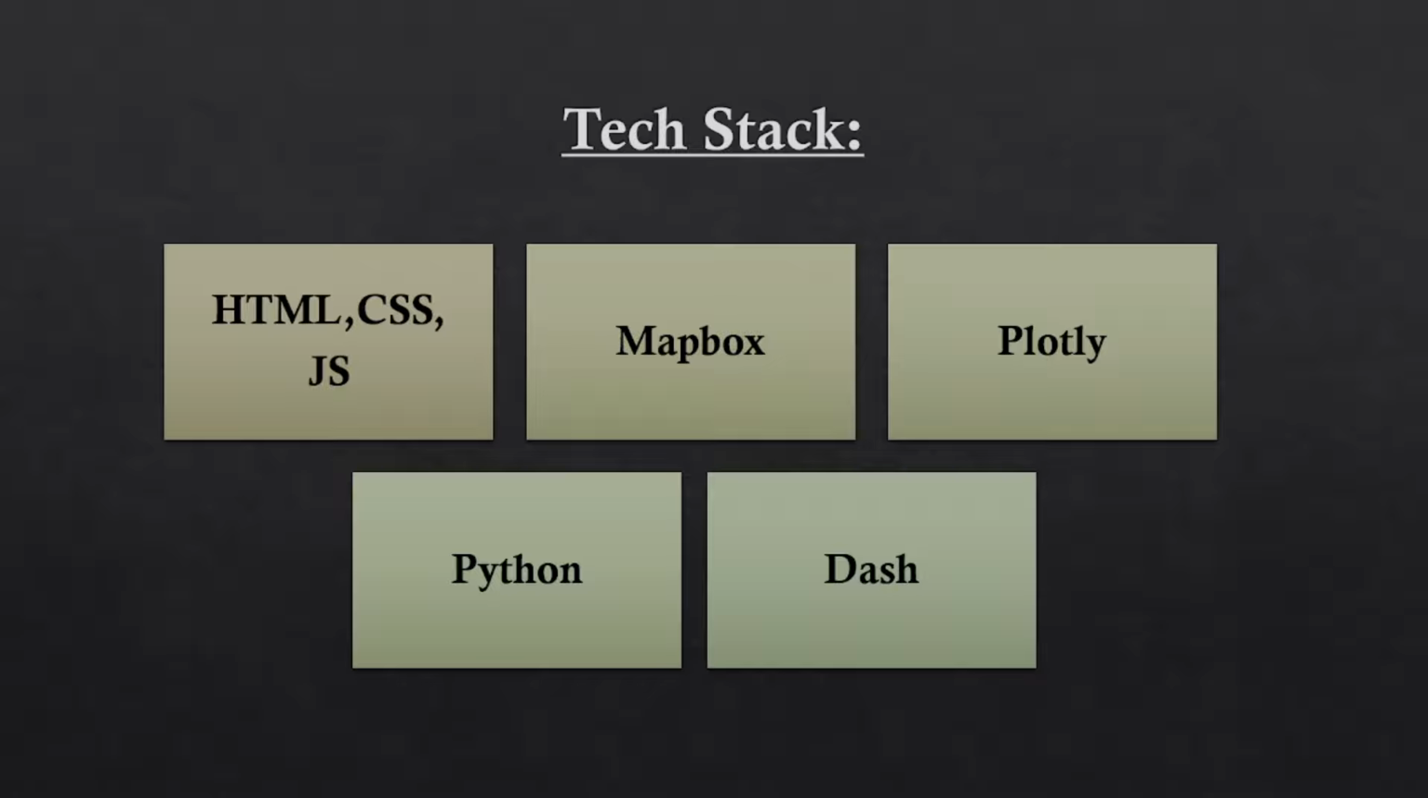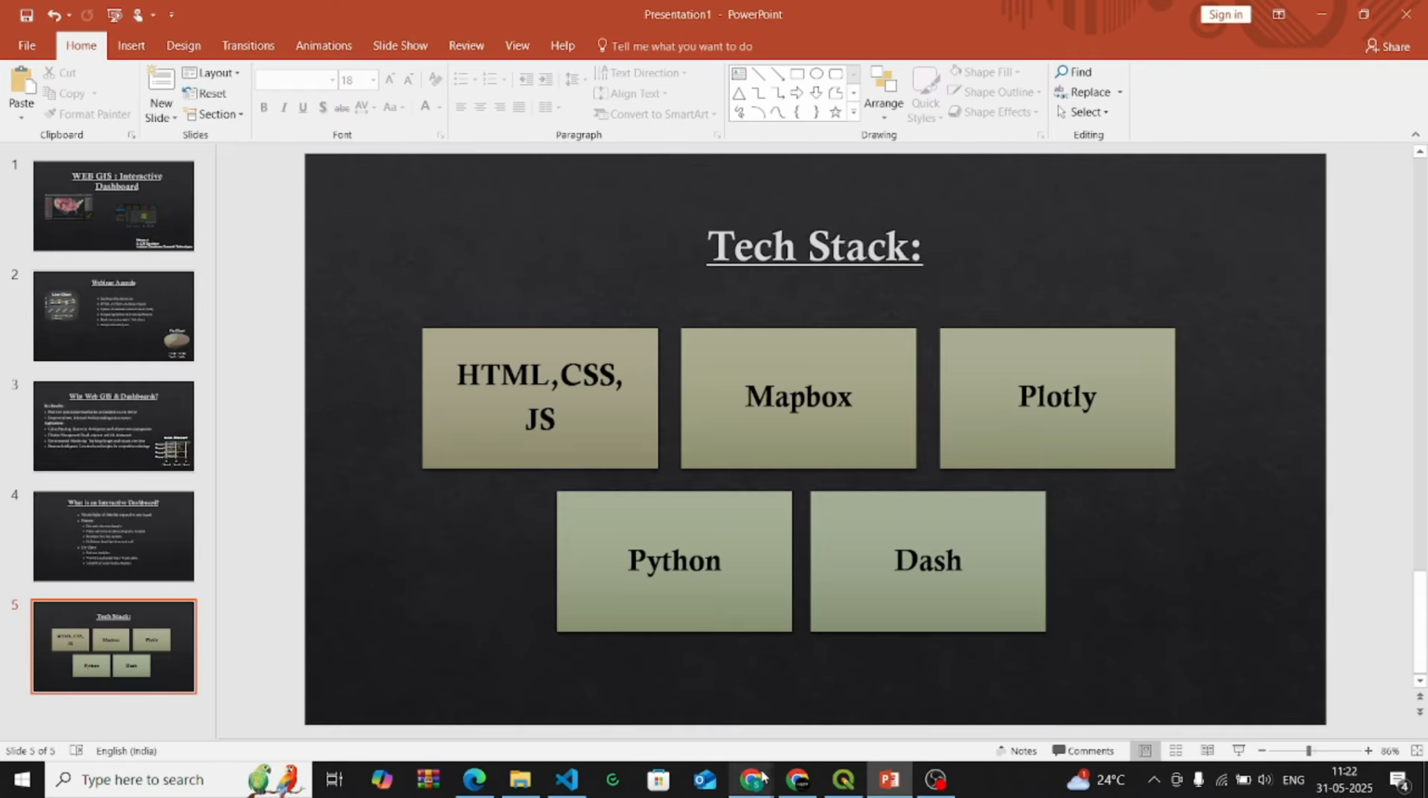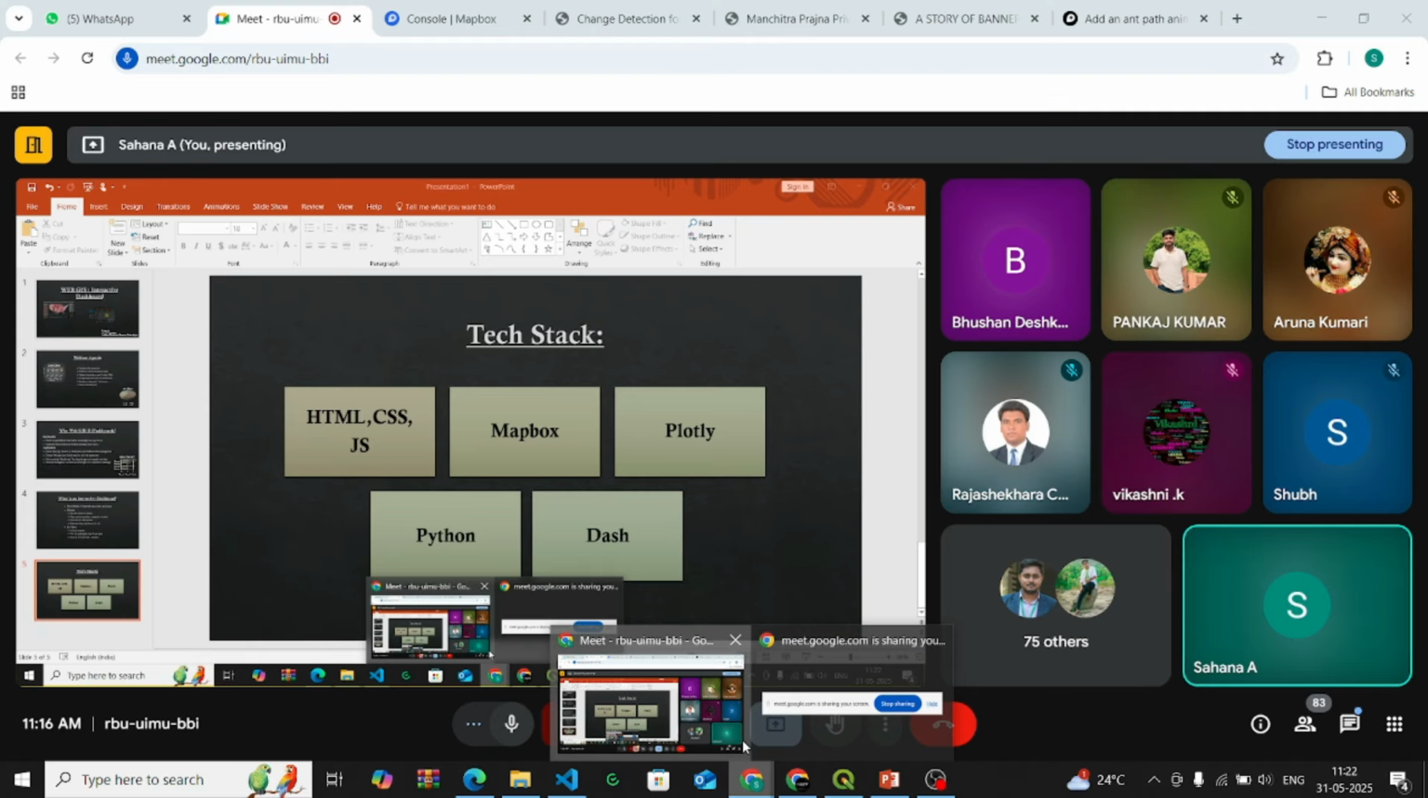Plotly is a Python and JavaScript combined library, which is mostly used for statistical data analysis and visualization. And Dash is a Python library for backend integration, and charts can also be created using the Dash library. So we'll get into Mapbox first, and then we can see how the maps can be.